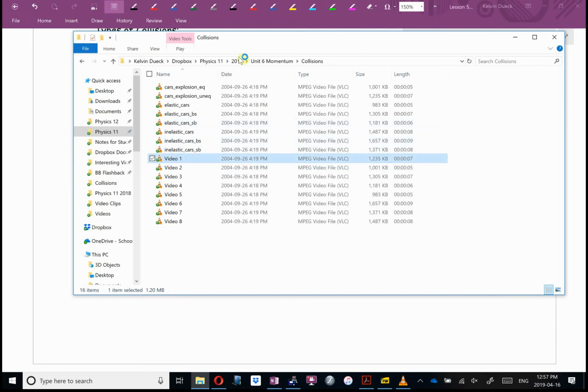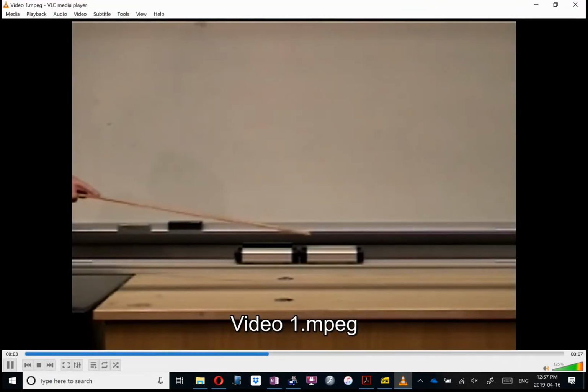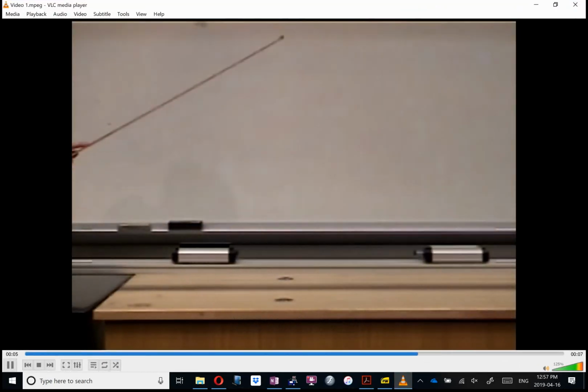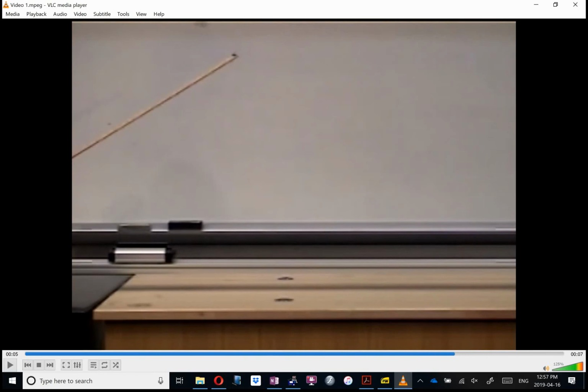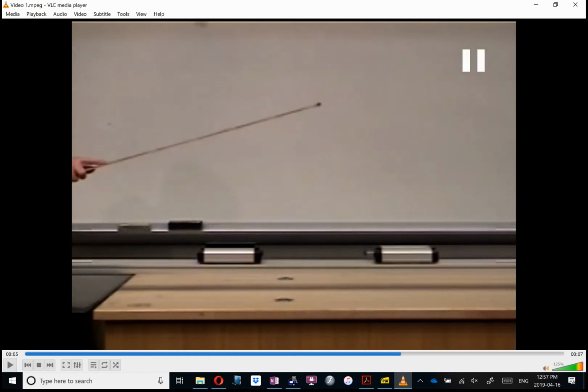Here's the first video again. Unequal mass exploded. Let's watch that again. Unequal mass exploded. Are both these masses identical, or is one heavier than the other? What do you think? Jess? Why? You're right.